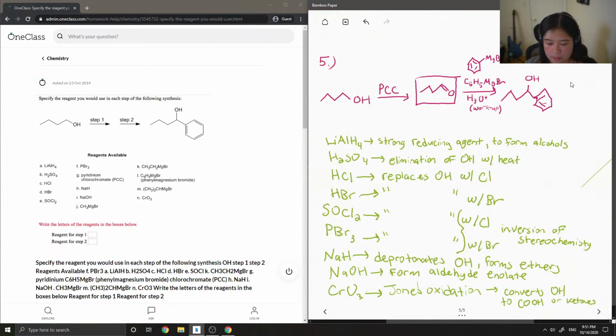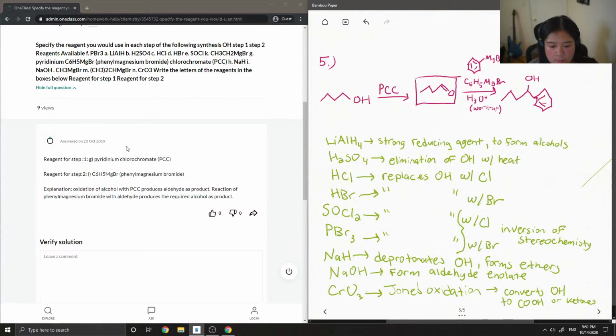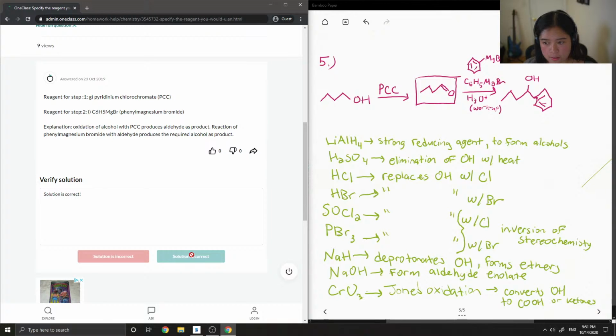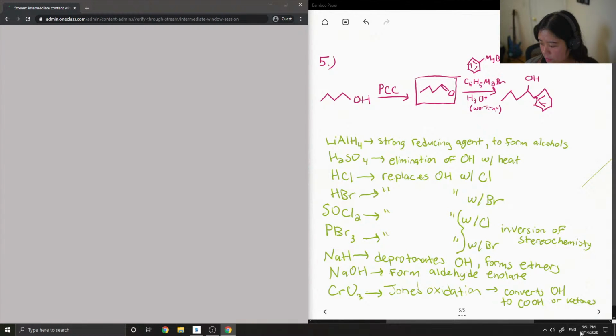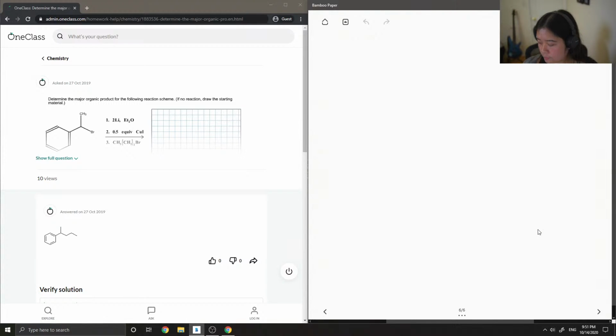Okay, so let's see. The answer says here: step 1, pyridinium chlorochromate. Step 2, phenylmagnesium bromide. The solution is correct. And on to question number 6.